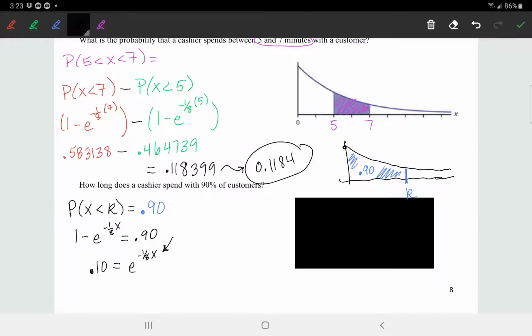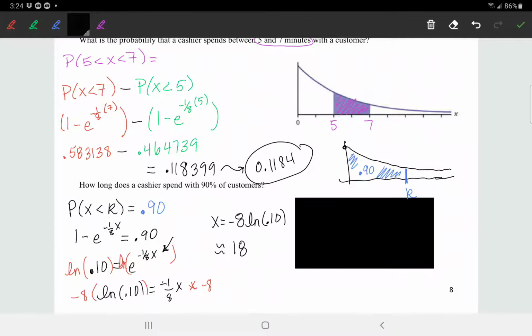We're trying to solve for x. X is in the exponent, so we need to take a natural log of both sides. Okay. So we get the natural log of 0.10 has to be equal to negative 1/8 x. And then we can multiply both sides by negative 8. So x must be equal to negative 8 times the natural log of 0.10. And then we can put that into our calculators, and we find out that that is 18.42 minutes.